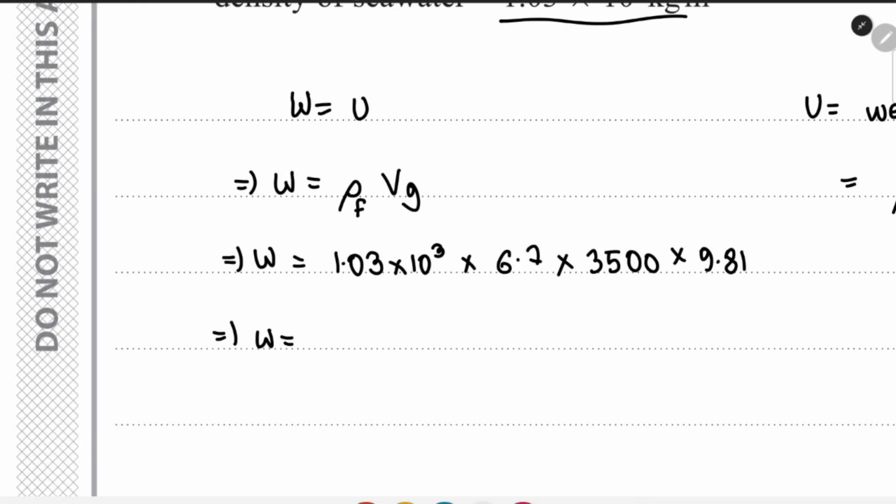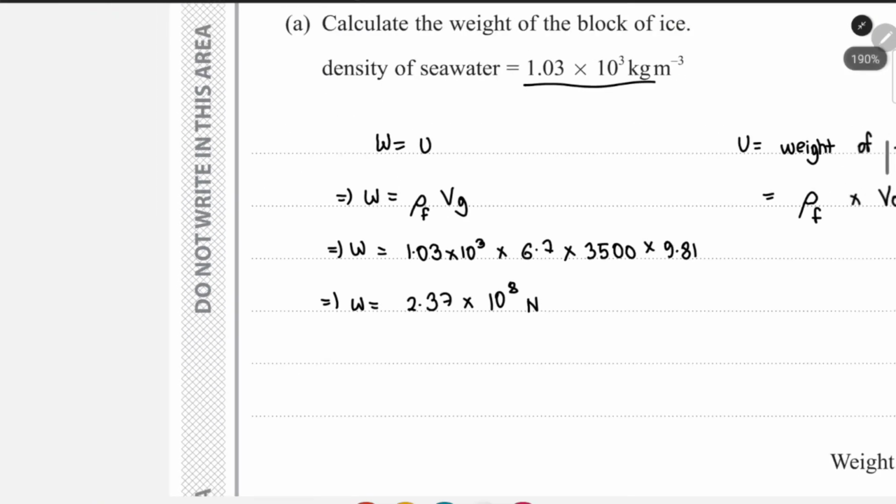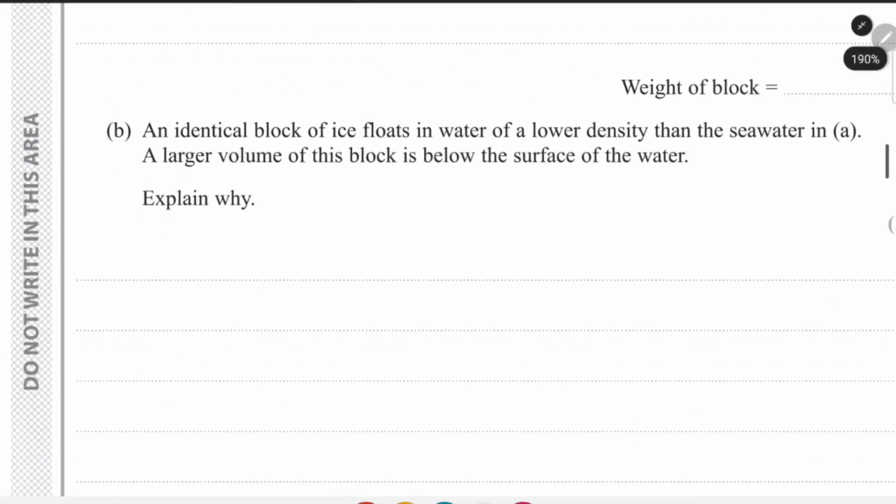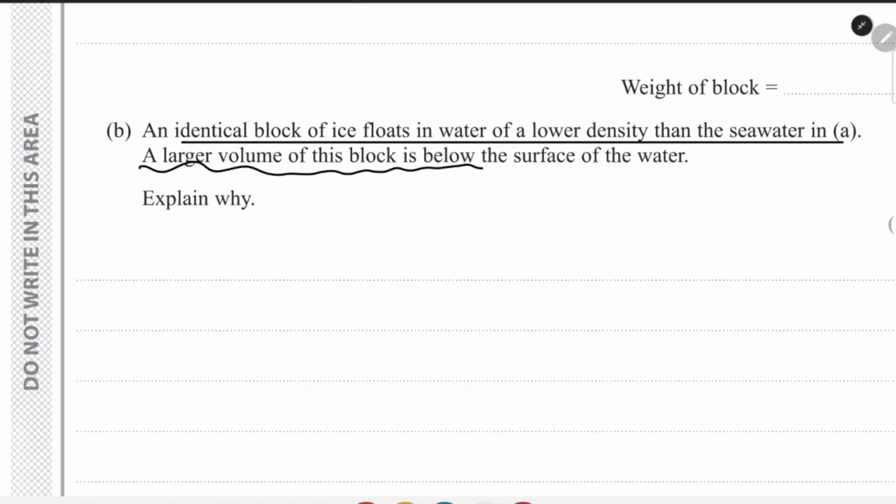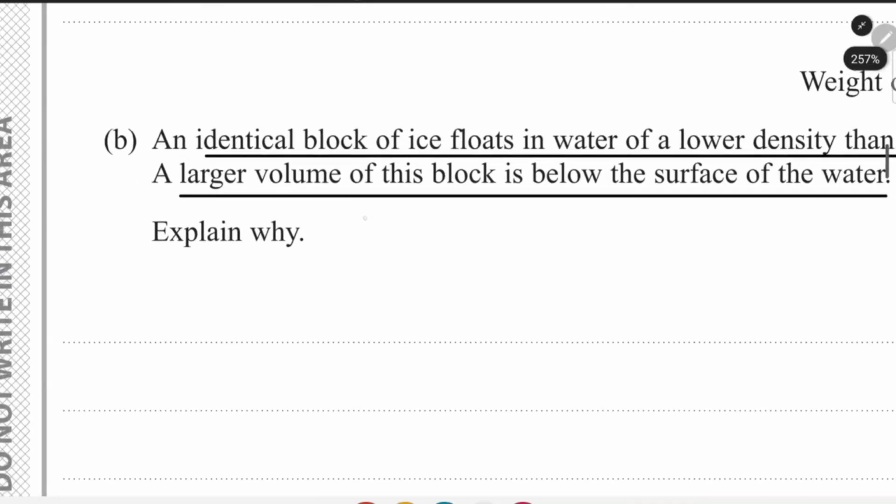So this weight turns out to be 2.37 × 10^8 newtons. Now we are given that an identical block of ice floats in water of a lower density than the seawater in A, and a larger volume of this block is below the surface of the water. So we have the same case over here.